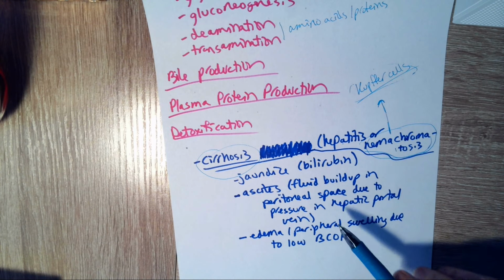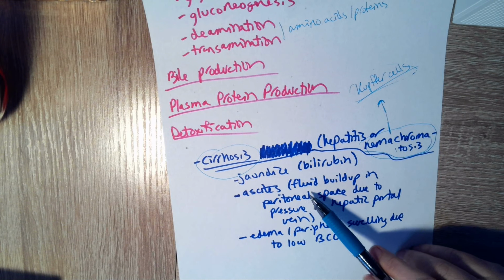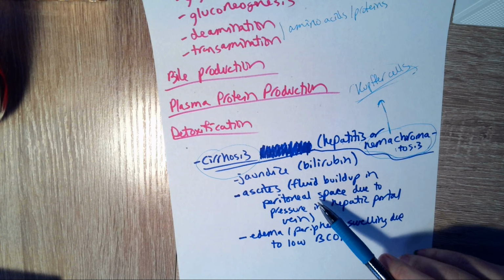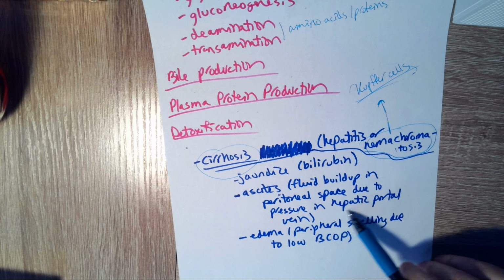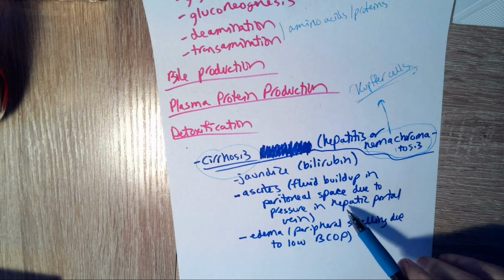Ascites is where you get water building up between your visceral peritoneum and your parietal peritoneum. So between the body wall and the organs. So you get fluid getting trapped there or pushed in there, and that's because you have a lot of pressure in your hepatic portal vein when you have cirrhosis. It's like a backup of blood in the hepatic portal vein. And that just kind of pushes the fluid back into the abdominopelvic cavity and pushes it out of the cavity and into that peritoneal space.